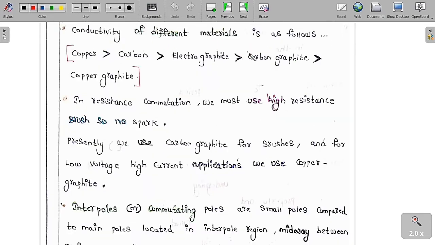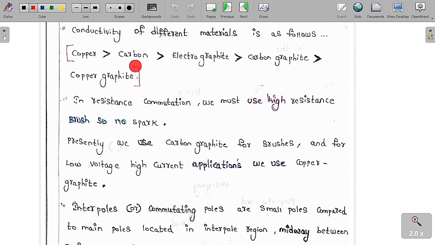Conductivity of different materials is as follows. Copper has more conductivity than carbon. Carbon has more conductivity than electrographite. And electrographite has more conductivity than carbon graphite. And carbon graphite has more conductivity than copper graphite. So these are the different types of conductivity of different materials.